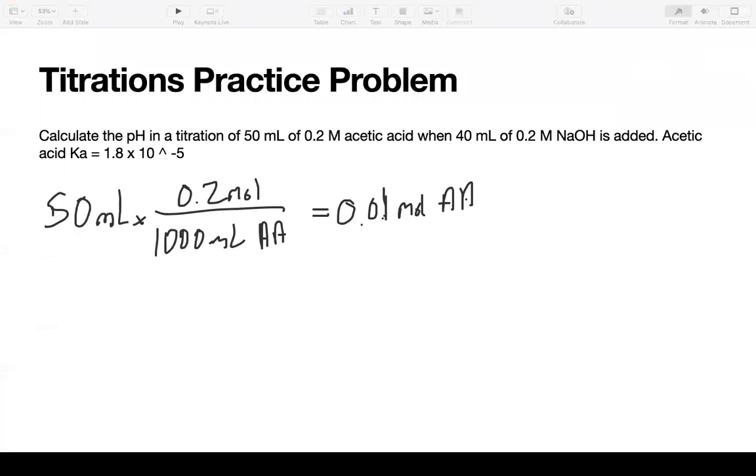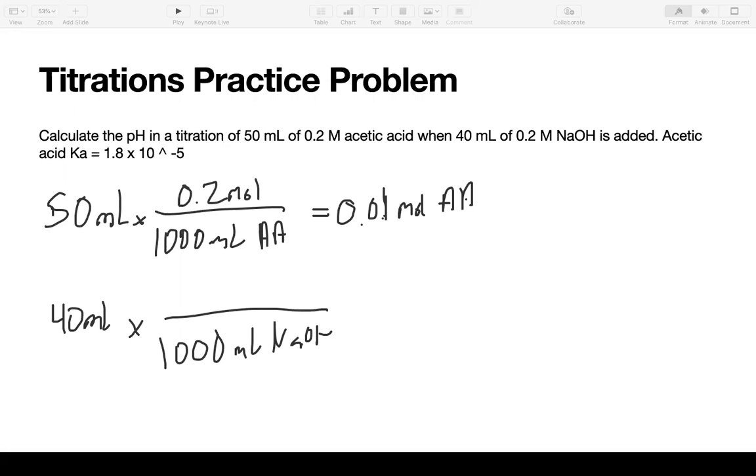And we can do the same thing for our NaOH. So if we have 40 mLs, we can use the same conversion, 1,000 milliliters of NaOH will give us 0.2 moles. So that way we end up with 0.008 moles of NaOH.